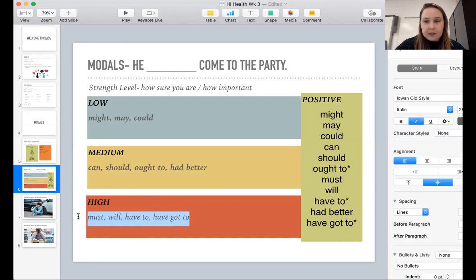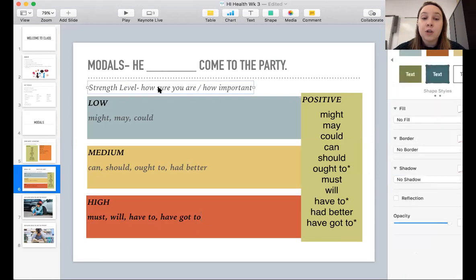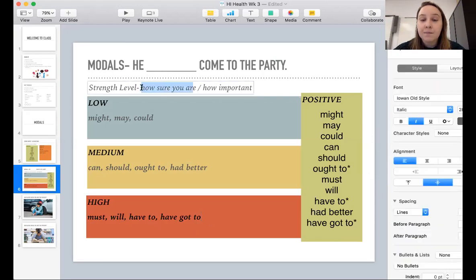All of these, let me make this darker so you can see it better. All of these are our high strength. So if I say he must come to the party, then there is no other choice. That is what he is doing. It is like saying you must go to work. You do not have another choice. You will go to work. You have to go to work, or you have got to go to work. Those are very strong. You're very sure of what should happen. You're very sure of the right answer.